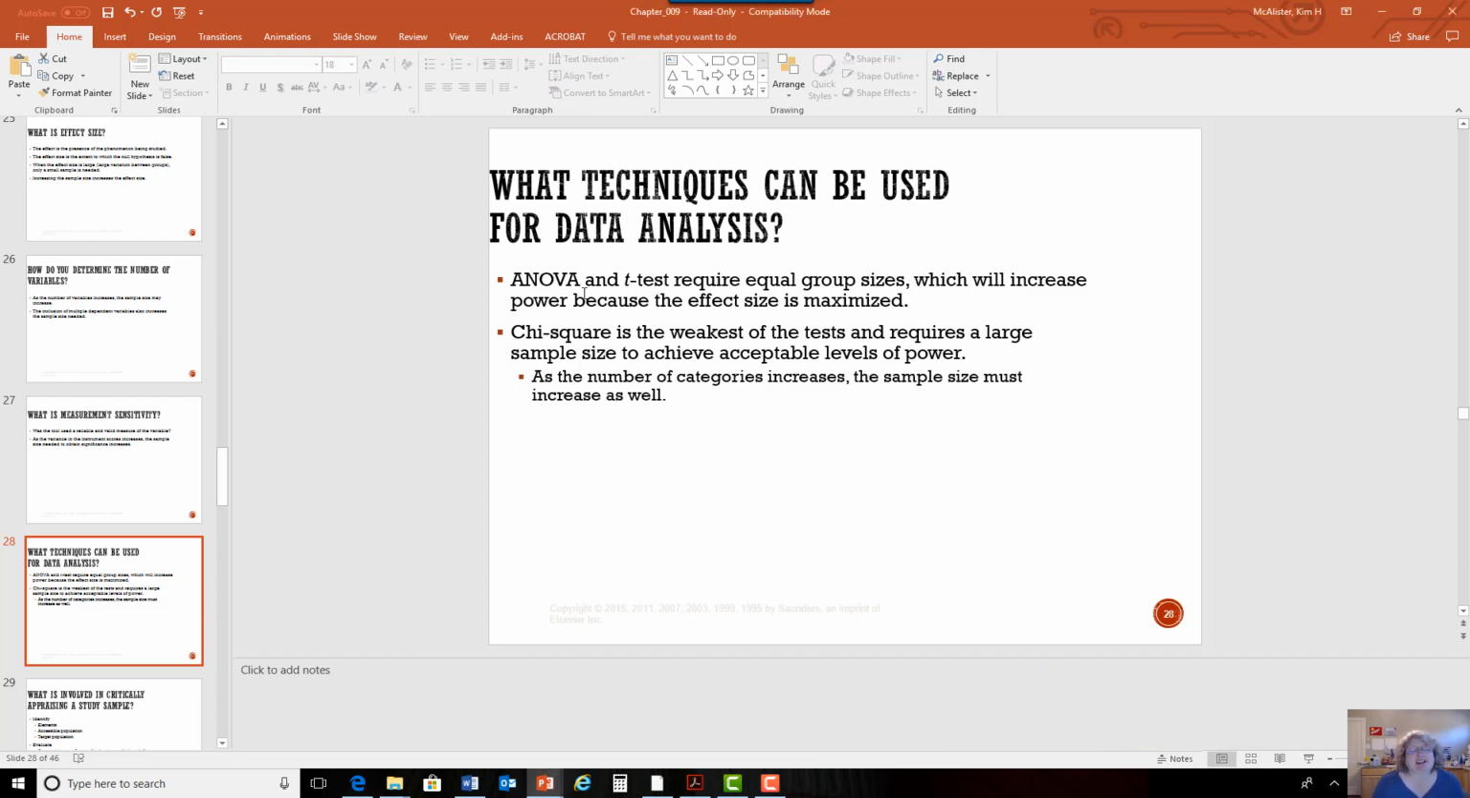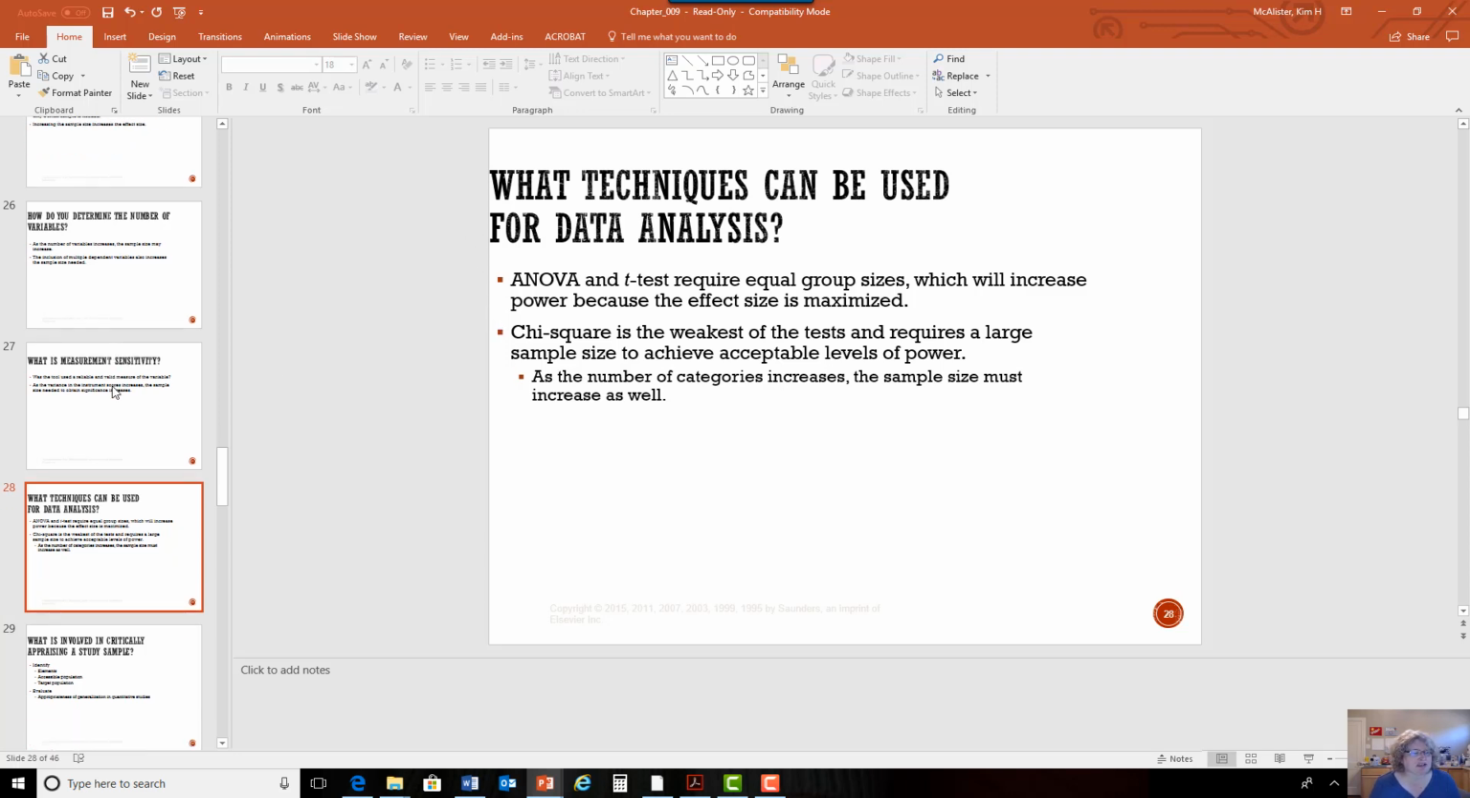The ANOVA test looks at how much variance there is between the groups in the study. And the t-test is an analysis of two different populations. The chi-square looks at the differences between the expected frequencies and the observed frequencies. So what was the expected frequency versus what did you actually see?